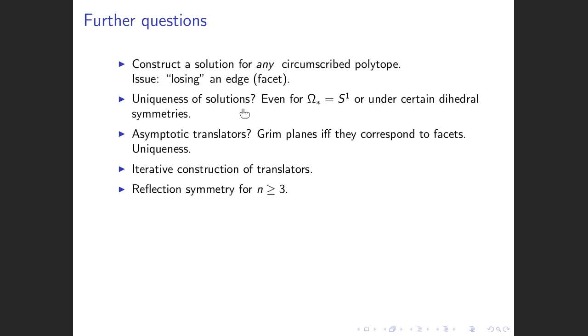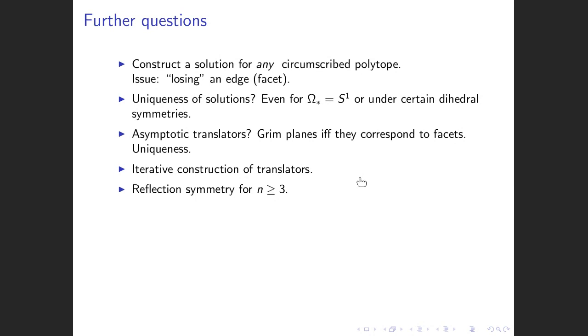We are also interested to look at uniqueness of solution. Even for the case of S1, or this could be in higher dimensions, if you consider that the squash down is a circle, then we don't know that the only solution is the rotationally symmetric one. Or say if you consider that omega star is a triangle, is there only one solution? There we don't even know if you assume some dihedral symmetry, can you say it's unique or not?